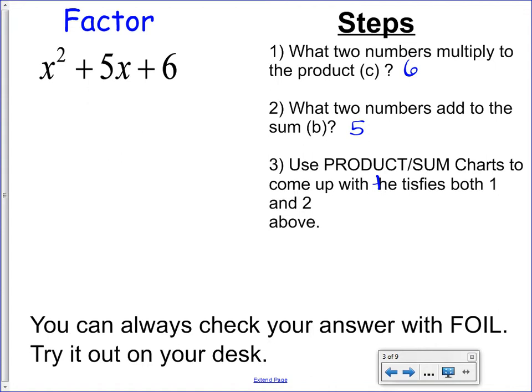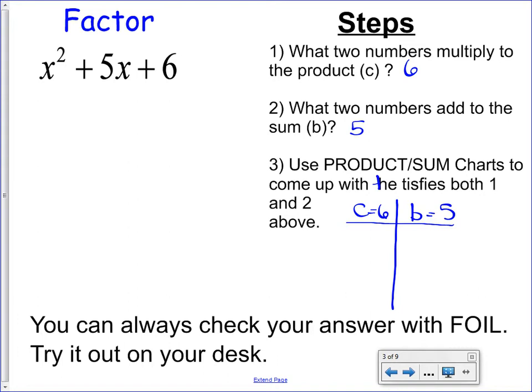So I have to find two numbers that multiply to 6 and add to 5. So I'm going to create a chart here. So you always want to start with the multiplication. So I'm going to start with here. My C is equal to 6. My B is equal to 5. So because C is equal to 6, I have to find some numbers that multiply to 6. What are some possibilities here that multiply to 6?